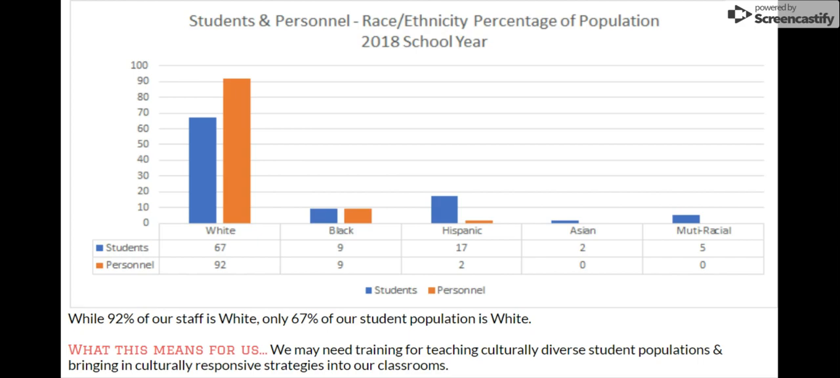Students and personnel, comparing the two, you can see that while 92% of our staff is white, only 67% of our student population is white. What this means for us is we may need training for teaching culturally diverse student populations and bringing in culturally responsive strategies into our classrooms.